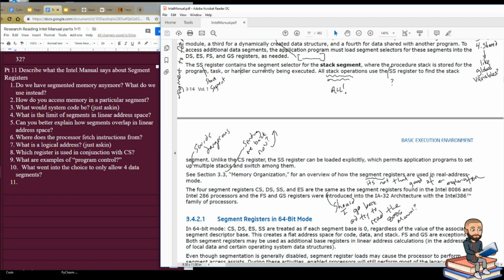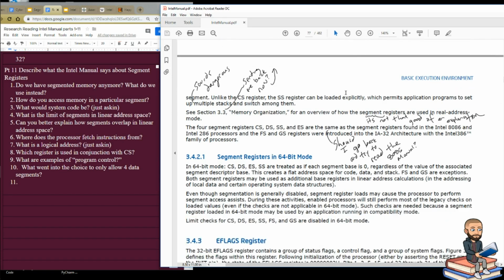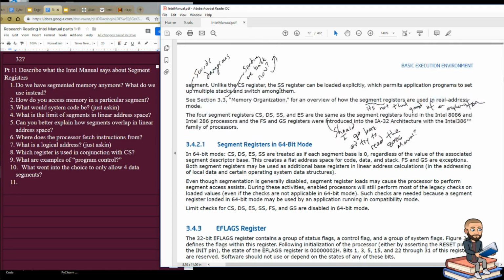The SS register contains a segment selector for the stack segment where the procedure stack is stored for the program, task, or handler currently being executed. Never heard that term before, procedure stack, but I feel pretty comfortable with the concept of a stack as a data structure. It says here, all stack operations use the SS register to find the stack segment. So unlike the CS register, the SS register can be loaded explicitly, which permits application programs to set up multiple stacks and switch among them.